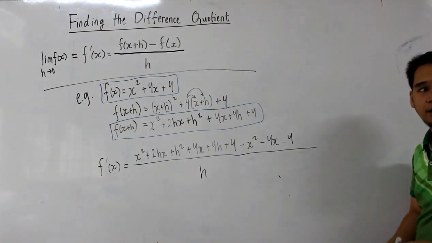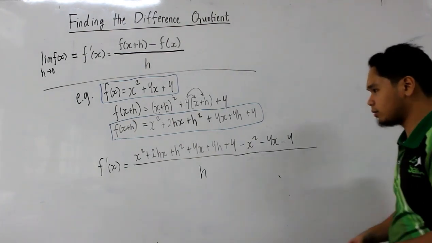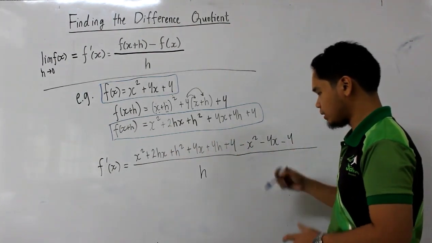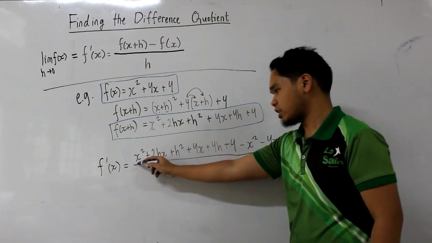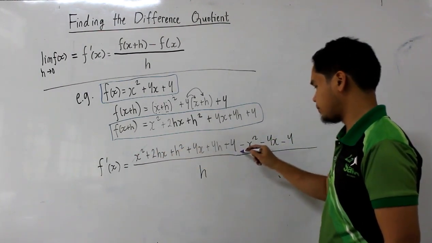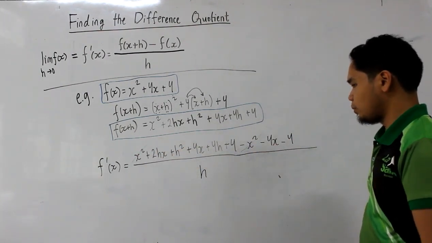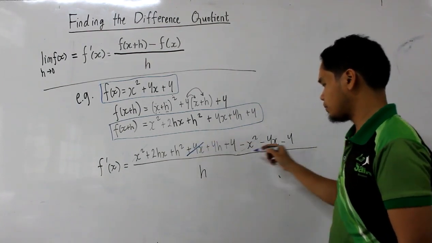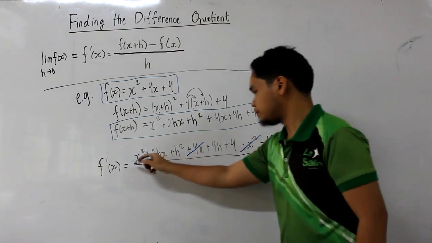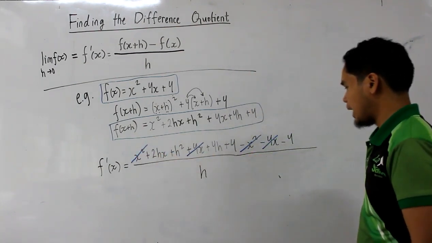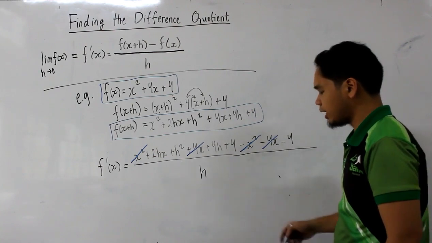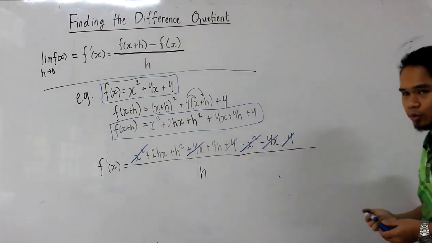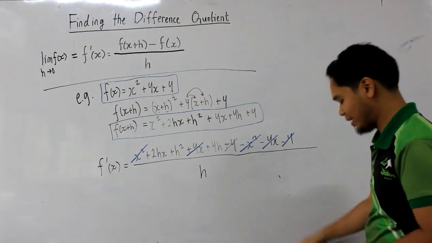Okay? Now in this part, we can cancel out common things. We have a negative x squared, and we have a positive x squared here. We can cancel this out. Make that 0. We have a negative 4x, and we have a positive 4x, we can cancel them out, and we'll have 0. And we have a negative 4 and a positive 4 here, so it also becomes 0. And what is left is the one we're going to work out in the next line.